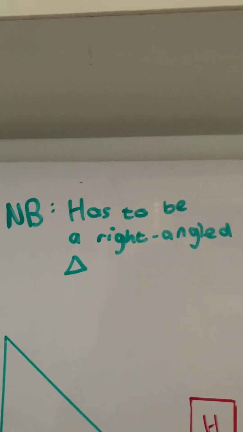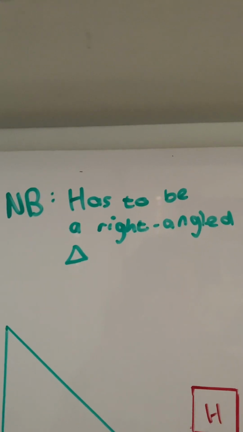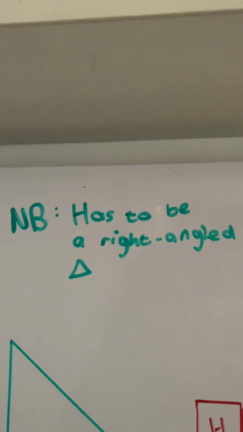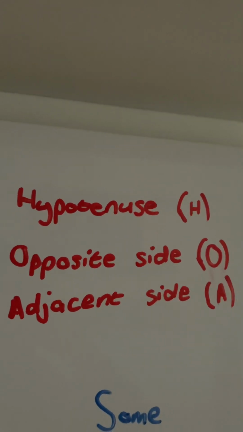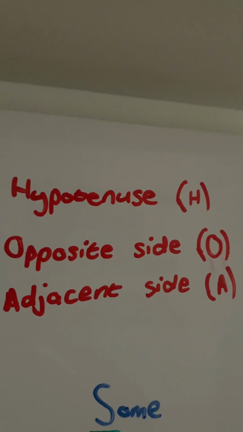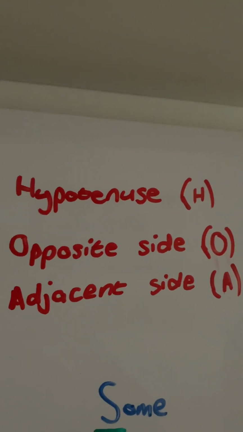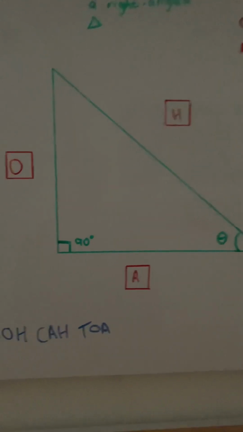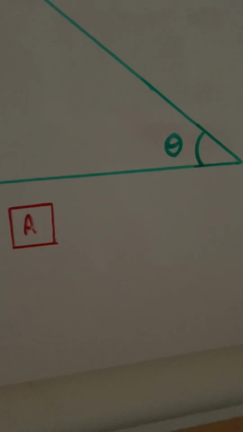Now, before we begin, I just have to make it clear that, at least for the basics, we have to use a right angle triangle when working with trigonometry. So when working with triangles, we always have three sides named the hypotenuse, the opposite side, and the adjacent side. Here is our triangle with our 90-degree angle here, and our angle named theta here.